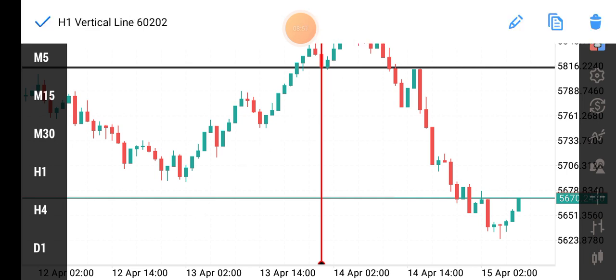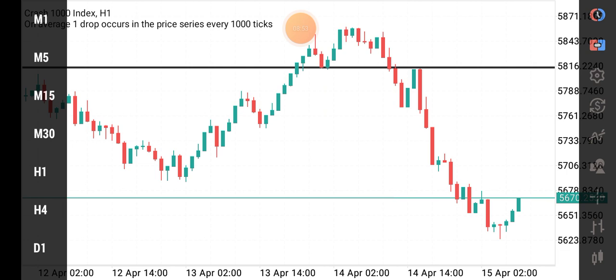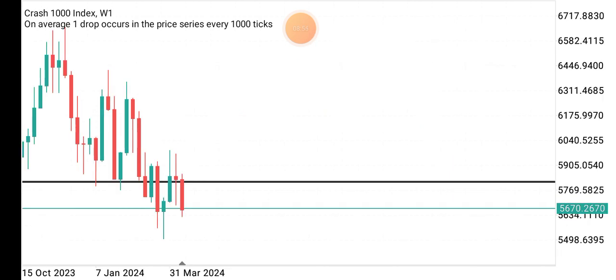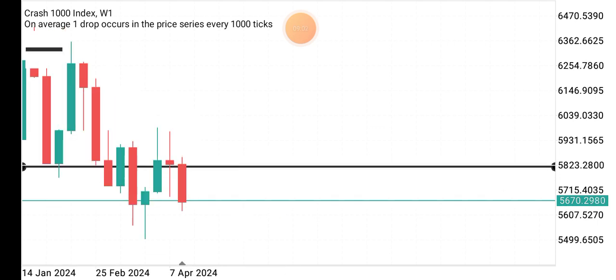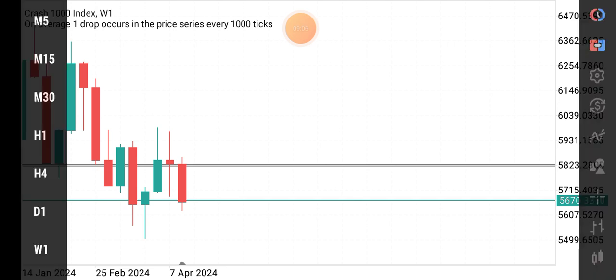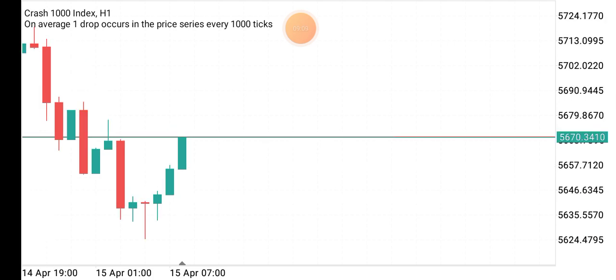Let me delete this horizontal line, a vertical line. Let me see. Oh, it's not. Okay, so it's actually where we placed it. Let me zoom in. Okay, let me go back to the 1 hourly time frame.